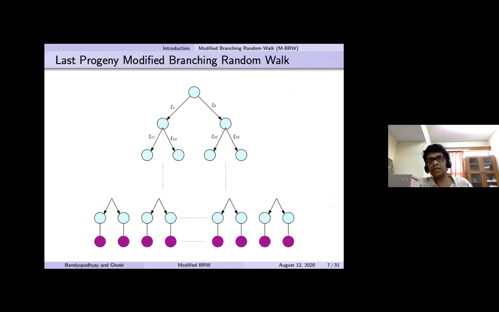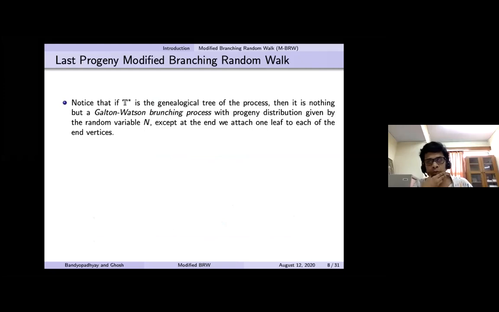After that, we are going to give some innovative displacement. And the process we are going to look into is after this displacement has been given. So if we now look at the backbone of the genealogical tree of this process, it's mostly a Galton-Watson branching process tree, except these last leaves which come in this picture, for example.